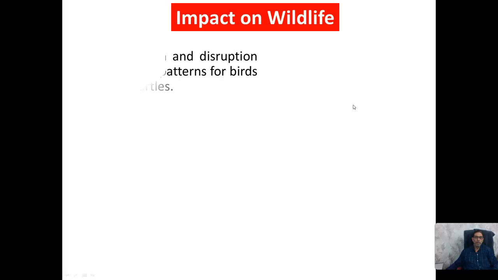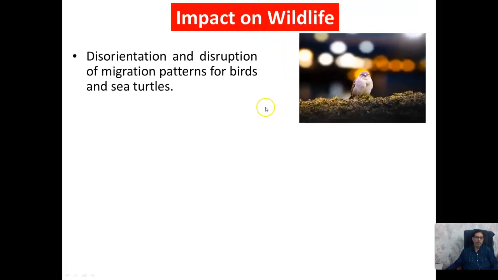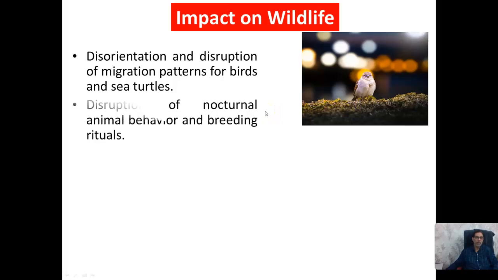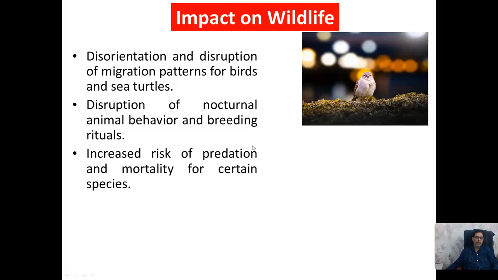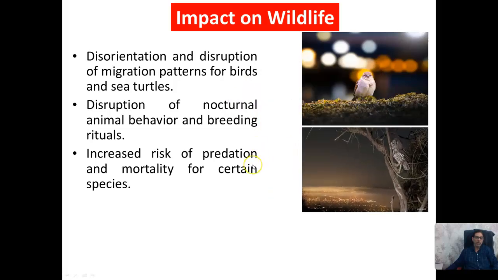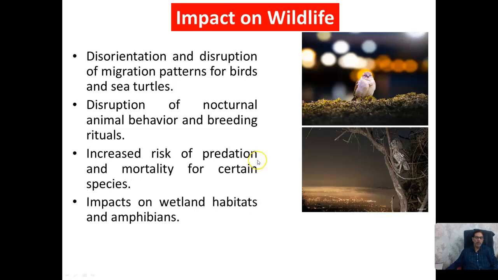Then you have the impact of light pollution on wildlife also, and it has been reported that there is disorientation and disruption of migration patterns for birds and sea turtles, disruption of nocturnal animal behavior and breeding rituals, and then increased risk of predation and mortality for certain species, and then the impacts on wetland habitats and amphibians. So these are the different types of impacts of light pollution on wildlife.